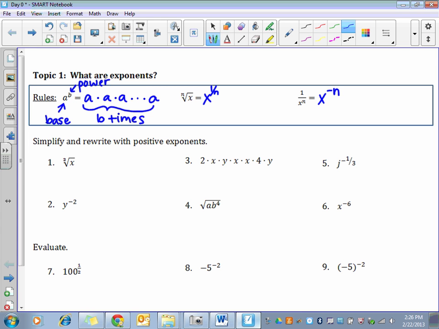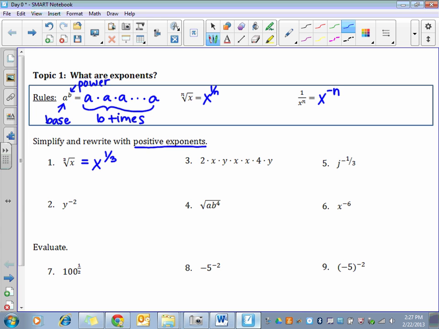We're going to do a couple practice problems together, and then you're going to try some yourself. We're going to simplify and rewrite each of these expressions using only positive exponents. In number 1, I see that I have the cube root of x. As I recall from the second formula we were learning, I can rewrite the cube root as x raised to the 1 over 3 power. So I could really write that as x to the 1/3.